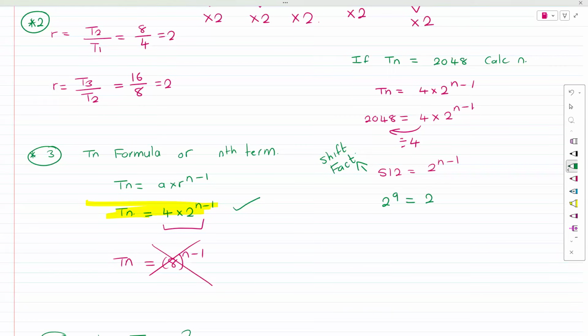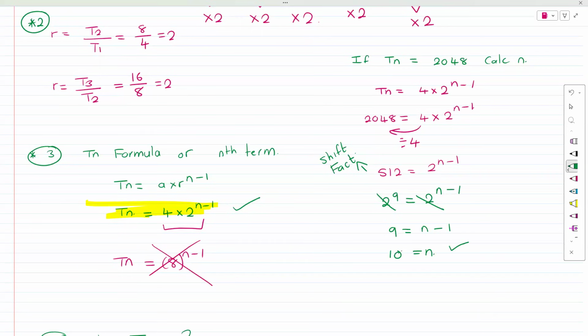And this is 2^9 equals 2^(n minus 1). Cancel, cancel. 9 equals n minus 1. And if I take the minus 1 over, it becomes plus 1. 9 plus 1 is 10.